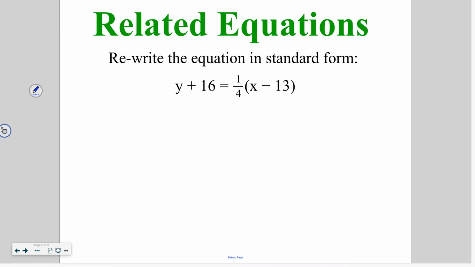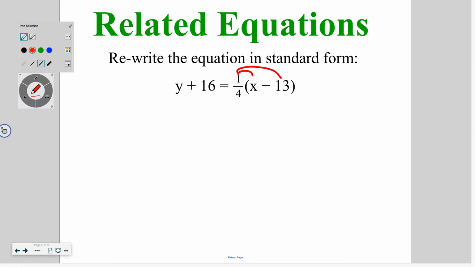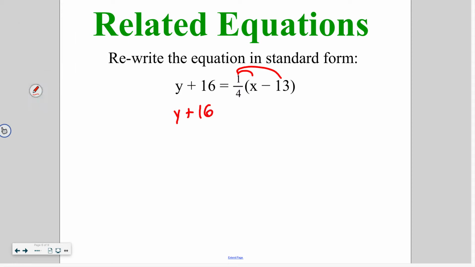Again, starting with this one, we need to distribute to get rid of those parentheses. So I'm going to go ahead and distribute 1/4 to both of my numbers. So I have y plus 16 is equal to 1/4 x minus, and then off to the side we've got 1 over 4 times 13 over 1. 1 times 13 gives me 13. 4 times 1 gives me 4.